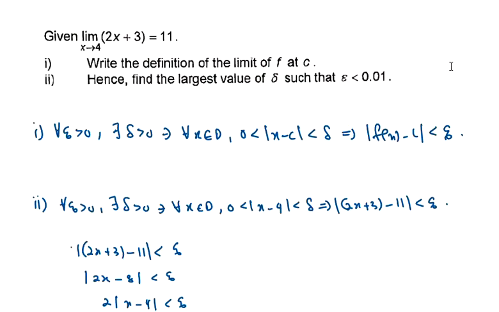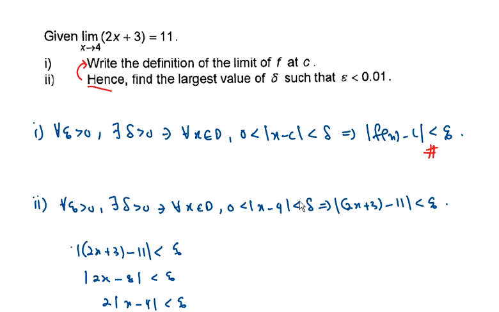Okay, next question. Given the limit of 2x plus 3, x approaches to 4, and that equals to 11. Number 1, write the definition of the limit of f at c. So, dia punya general definition. Okay, so this is part 1. Okay, general definition. Okay, now part 2. Hence, find the largest value of delta such that epsilon dia less than 0.01. So, bila dia dah ada hence, jadi kita kena guna definition from part 1 to find the largest value of delta.